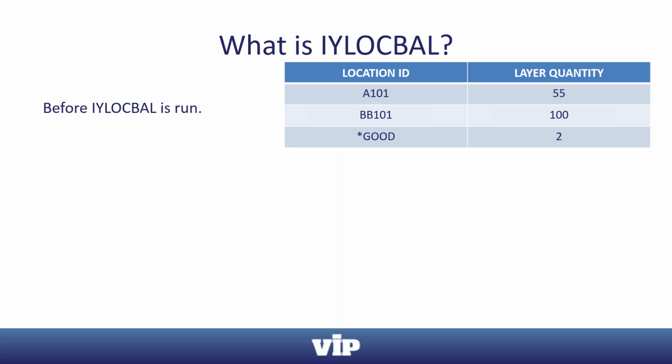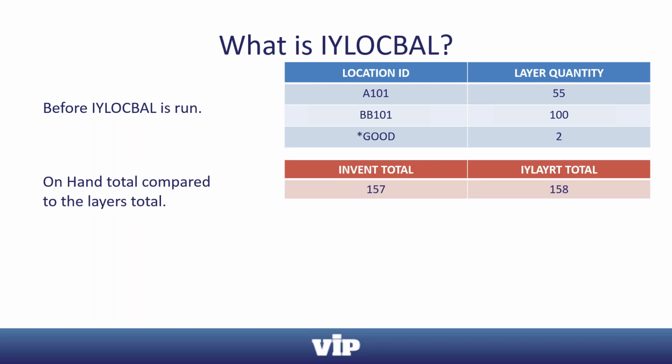So let's take a look at that visually, what I mean, so you guys can wrap your head around that. Basically, this is after register, but before IY Lokbal is run. Here's what the system is saying: I have 55 cases in 101, I've got 100 cases in Bravo 101, and I've got 2 cases that came back into Star Good.